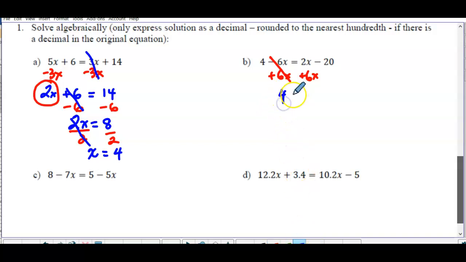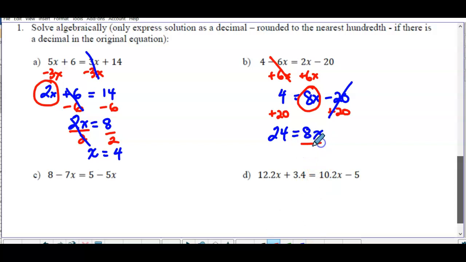So I'm left with 4 equals 2x plus 6x is 8x minus 20. Just copy everything else out. Then I want to get the 8x term by itself, so I've got to add 20 to both sides. Remember, you're doing the opposite order of operations. So that's going to be 24 equals 8x, and then I divide by 8. An equation is built by following the order of operations, and it's solved by doing the opposite, like unwrapping a gift. So we get x equals 3.